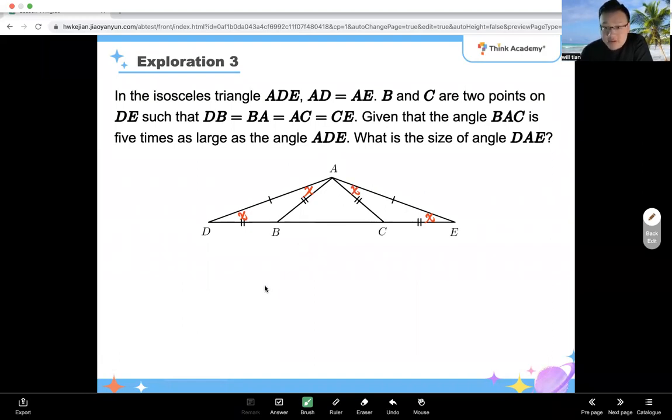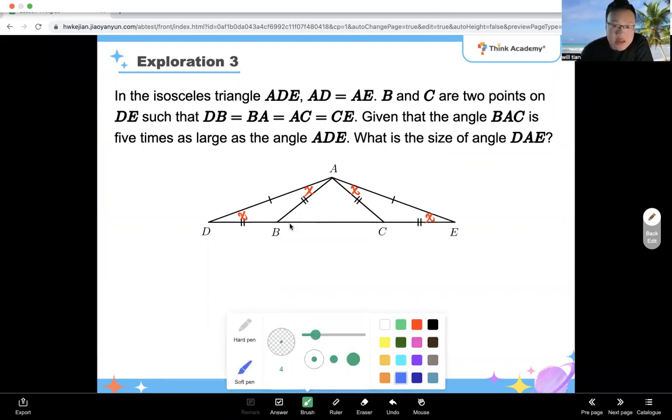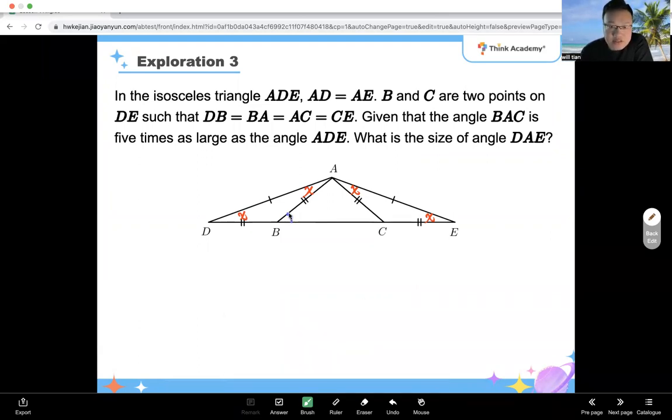Okay. And now I do have one more question for you guys. If I want to use X to represent this angle over here, ABC, it's gonna be how many X? You just learned about the exterior angle theorem.